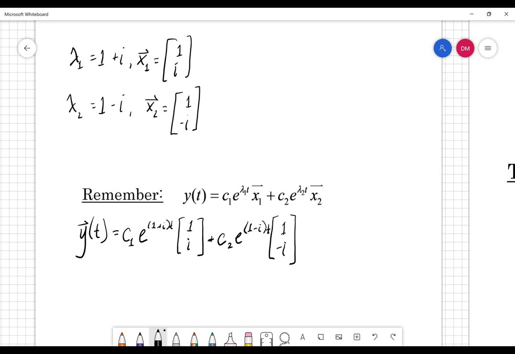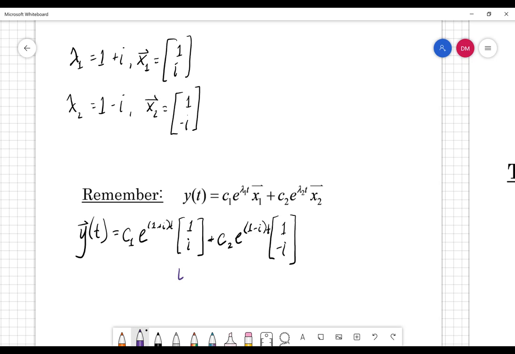All right, so my general solution looks like this. However, we cannot leave it like this. So one thing to remember is that we're okay with having some imaginary in our solution. We're just not okay with having it up here in the exponent.